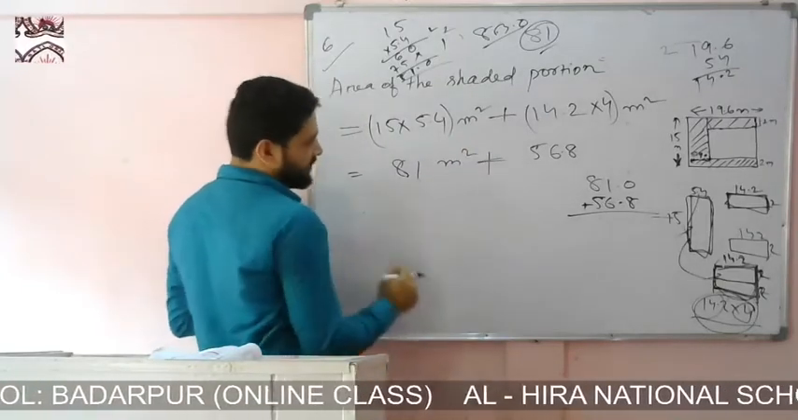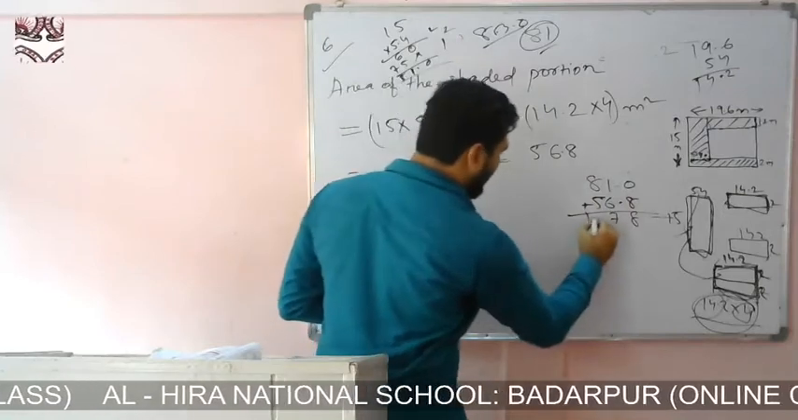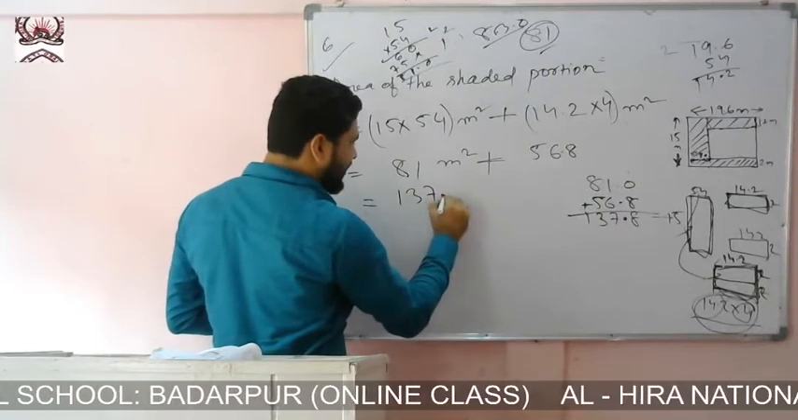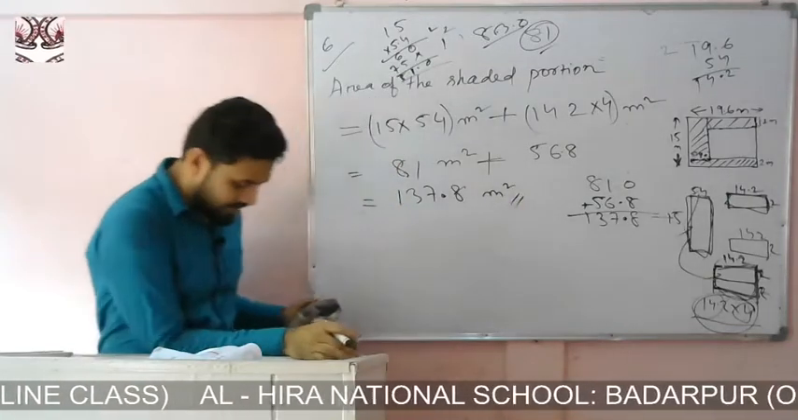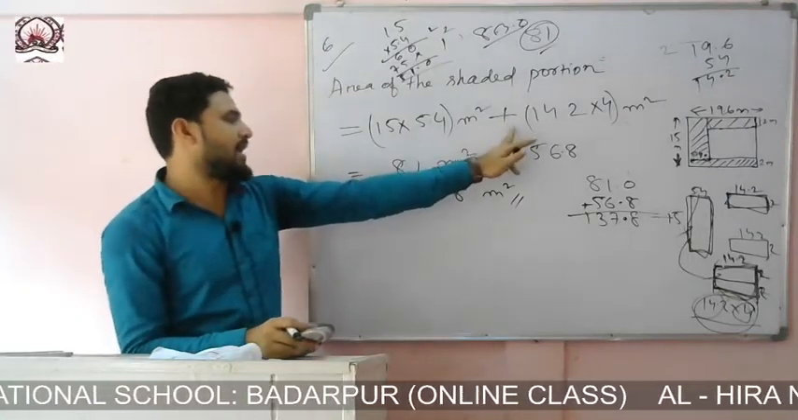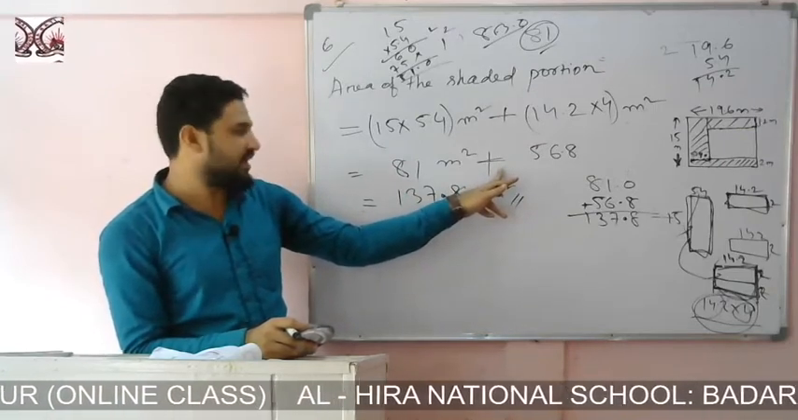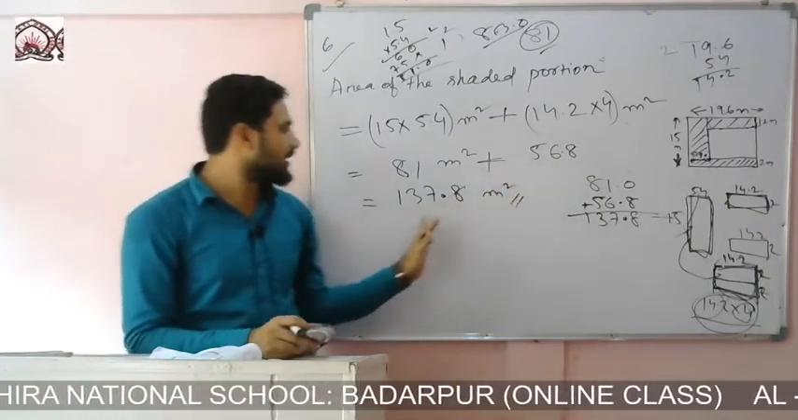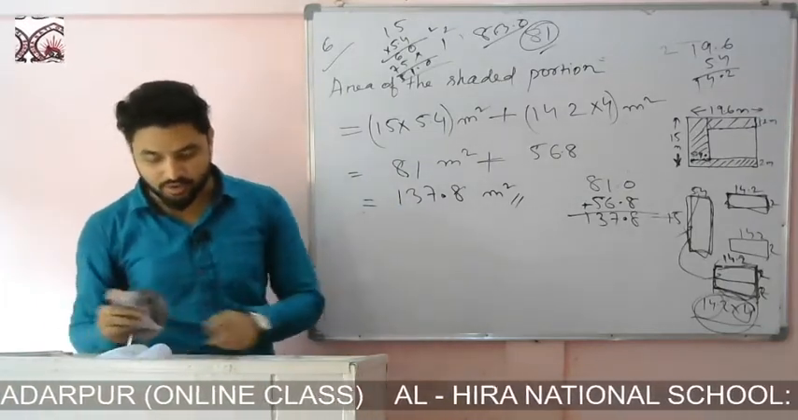Okay, now you see 8, 6 plus 1 is 7, 8 plus 5 is 13. So here 1, point. So the answer will be 137.8 meter square. That will be the answer. Okay, you do carefully. I have given plus here, but here I have given minus. You don't make such types of mistakes. I made a mistake, so for that reason I was not getting the answer. Now you see 137.8 is the required area of the shaded portion.